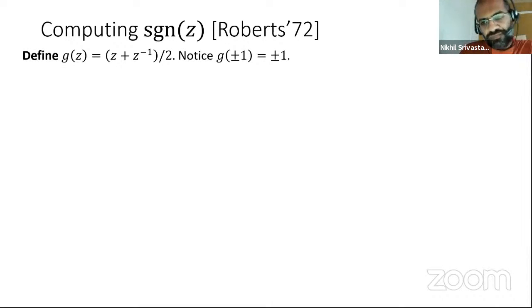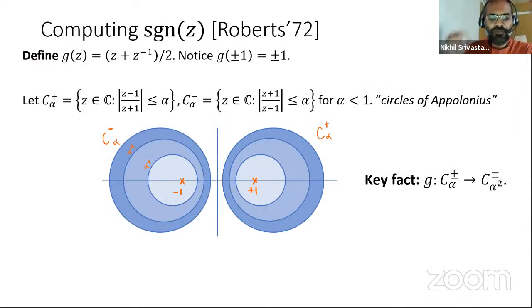So, a natural thing to try is maybe if you iterate this function, it will converge to +1 or -1. And this can be used to compute the sign function of a number. It turns out this is indeed the case. The key property of this function that enables this is the following.